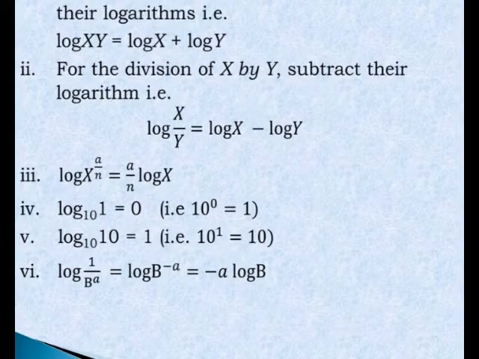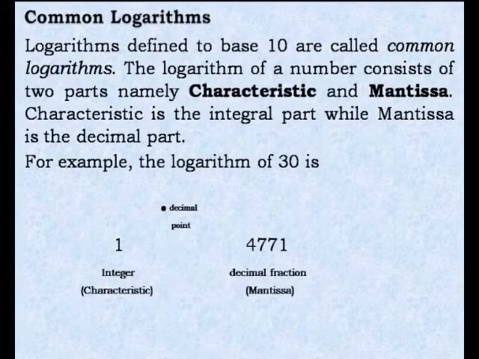The sixth one, which is the last one we'll be considering for now, is log 1 over b raised to power a, which is equal to log b raised to power minus a, which is equal to minus a log b. Then we now go to common logarithm.